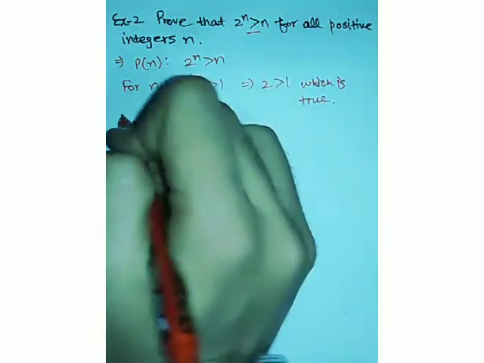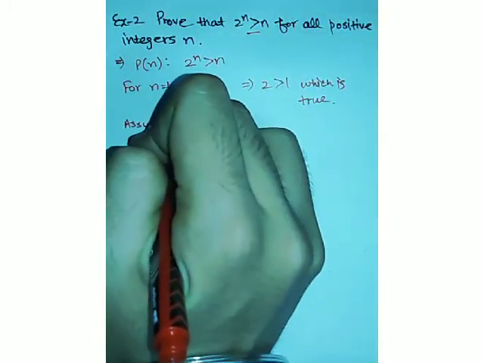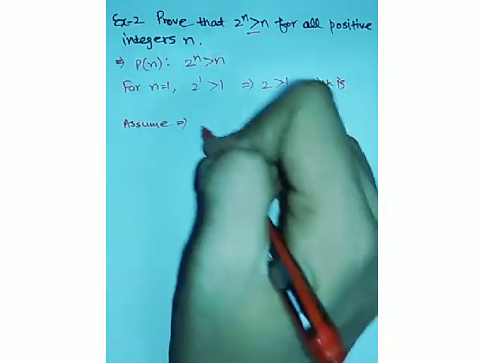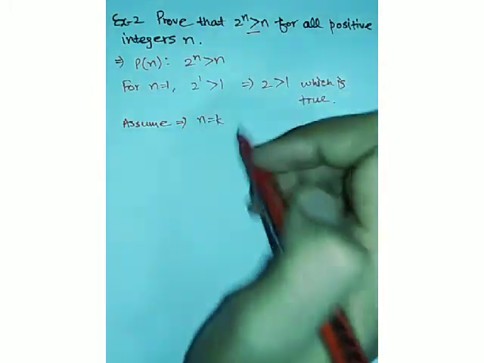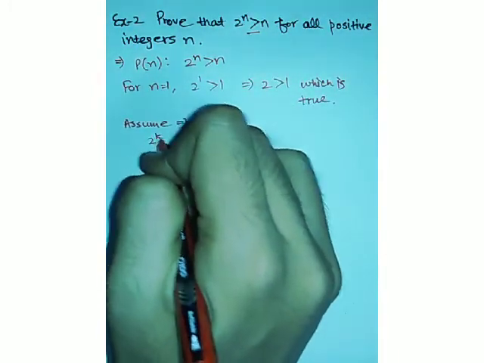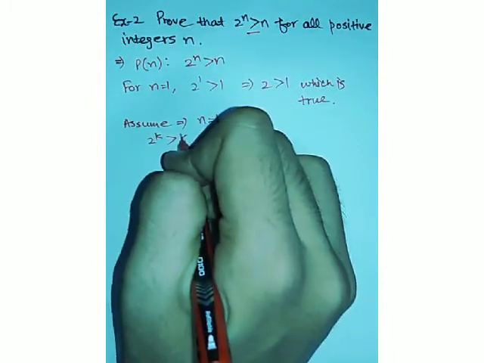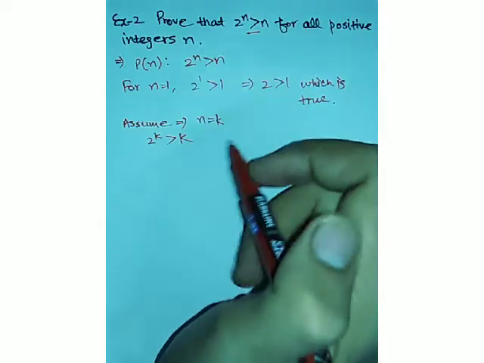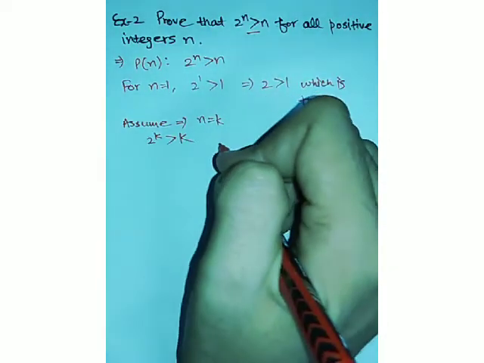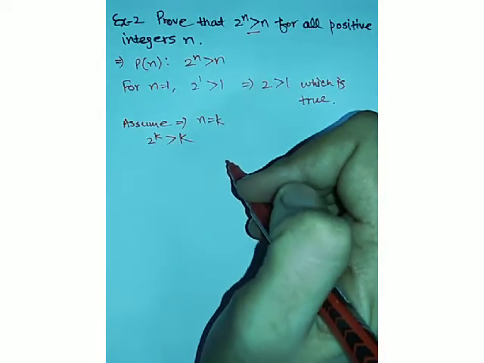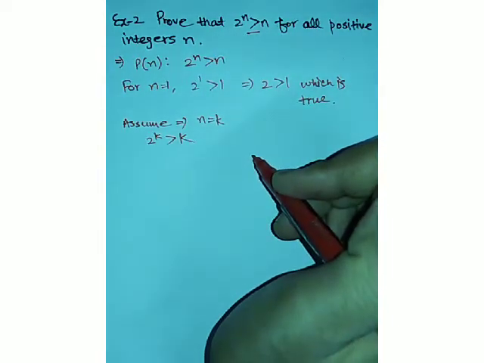Now what's the next step? Assume that it is true for n equals k as well. So put n equals k. You will get 2 raised to power k greater than k. Now this is the equation that you have got, right? Now we have to see whether we can prove it for n equals k plus 1 or not.